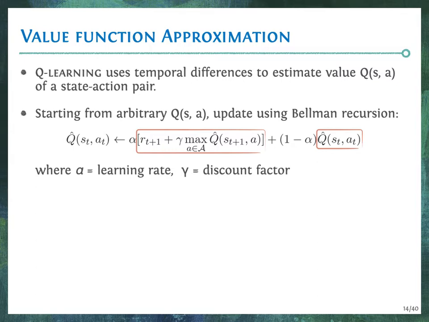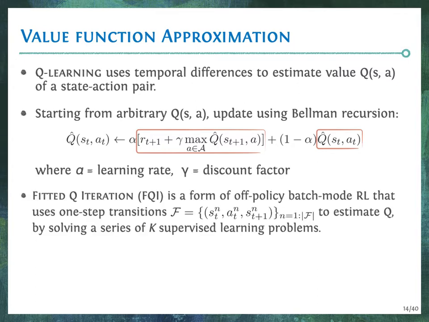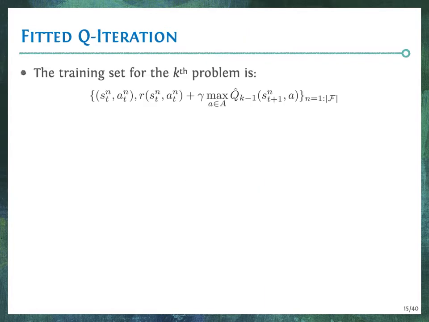In our setting, we want to learn an approximation of the Q function over a continuous state action space using a finite set of transitions that have already been collected. For this batch setting, we use fitted Q iteration, or FQI, which reformulates the Q function determination problem as a sequence of K supervised learning problems. The training set of the kth problem is defined as follows. The input is all state action pairs, and the target is given by the Bellman update rule, the immediate reward R, plus the discounted maximum expected value from the next state.